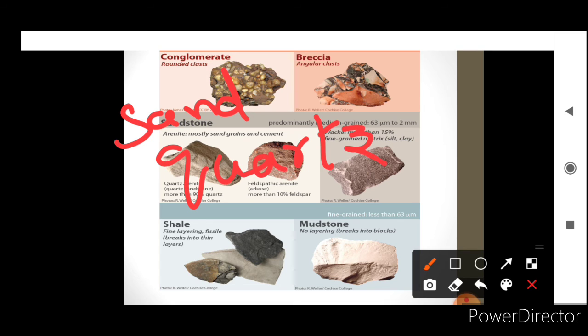Quartz. Quartz. So just now, conglomerate has calcium carbonate and silica, whereas sedimentary sandstone has a mineral called quartz. The quartz mineral we can find in sandstone. It is widely used for making buildings.